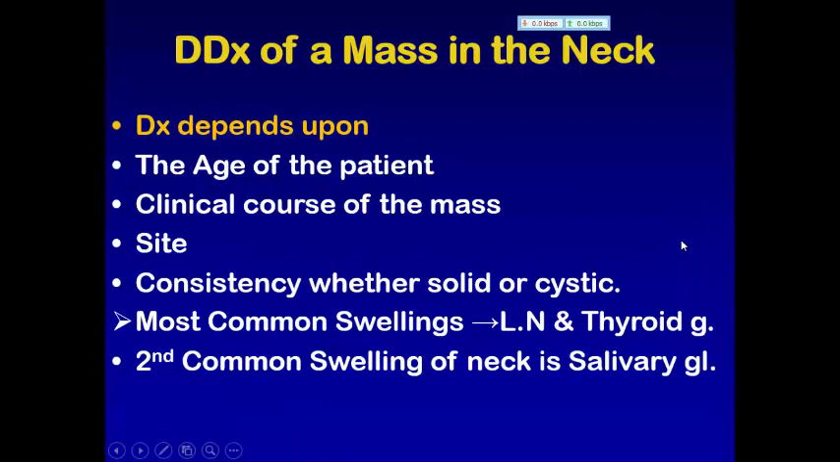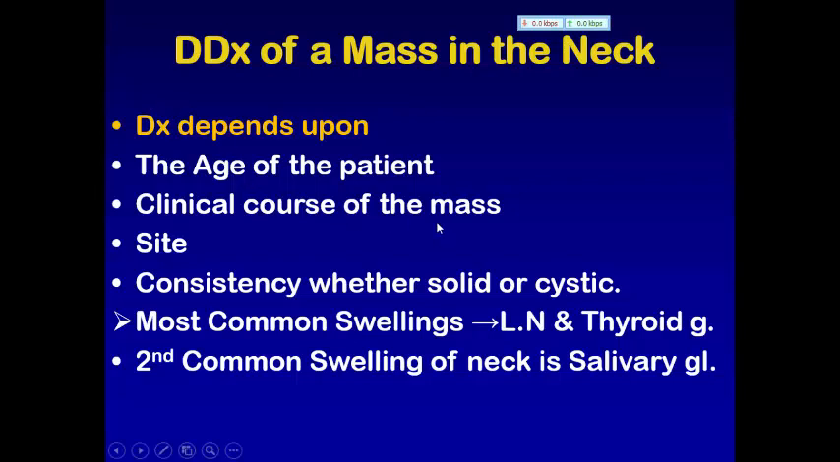Now we will talk about the differential diagnosis of a mass in the neck. Diagnosis of a mass in the neck depends on the age of the patient, and you remember from the many lesions we have already studied that some lesions are common in certain age groups. For example, pharyngeal pouch is common in old age, cystic hygroma is common in newborns, branchial cysts are also common in the young age group, and like that.